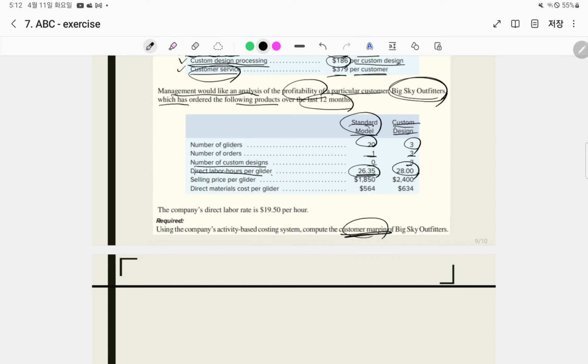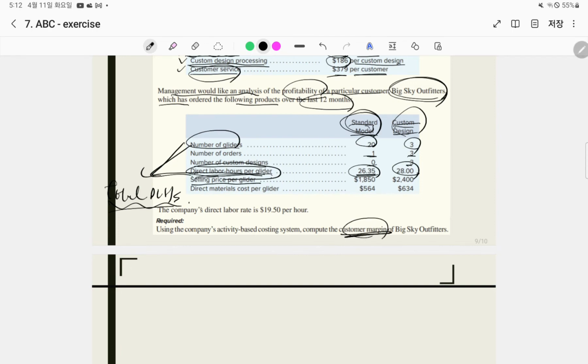So the number of gliders and direct labor hours per glider, 2 pieces of information, indicate the total direct labor hours consumed for each model, right? Number of gliders times direct labor hours per glider is total direct labor hours. So it is a tactic to make the question a little bit more complicated.